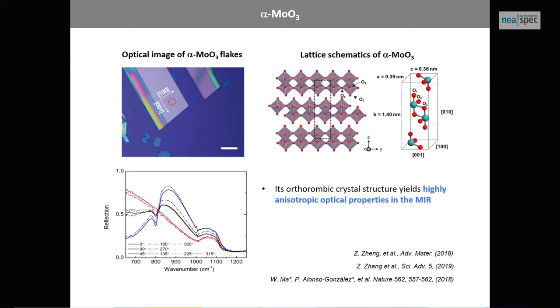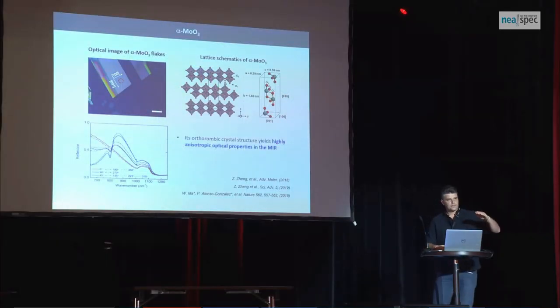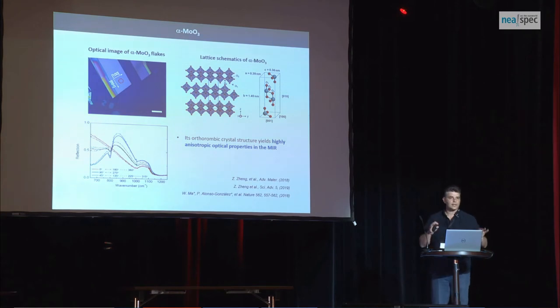This anisotropy, with very different lattice constants along the three directions of space, translates to the optical properties as well. As you can see here in the far field spectra of one big flake as a function of polarization, there are reflection peaks at some polarizations, but not at others. So the material behaves like a metal for some polarizations and like a dielectric for others. This is the main characteristic of this material.